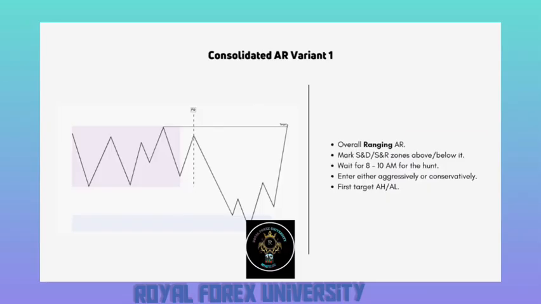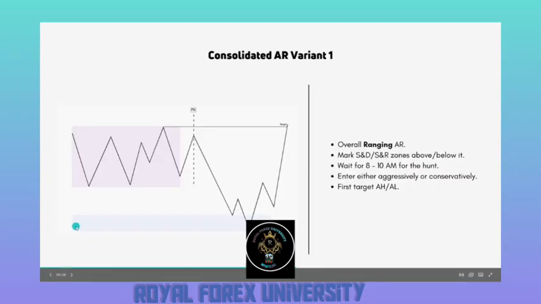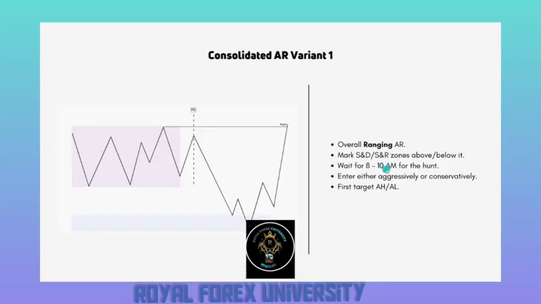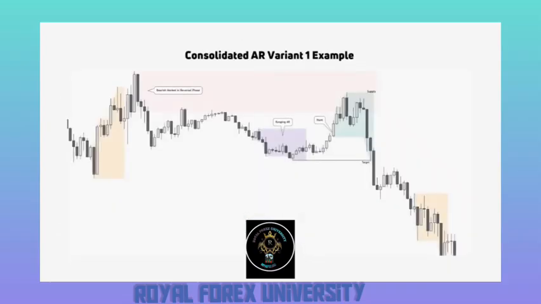This is variant 1, which is my favorite. Overall ranging Asian session right there. Frankfurt opens, we mark our supply and demand, we mark the trend first of all, we wait for 8 to 10 a.m. for the hunt. There is the hunt to the downside, we enter either aggressively or conservatively. This is why entries are also another part of your trading strategy, right? You enter and you target the Asian high or low. So this is the first variant, and there is a little example as well.